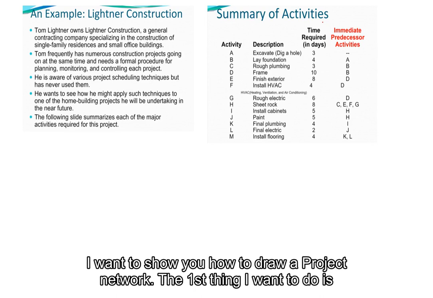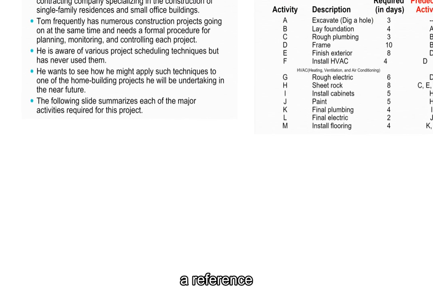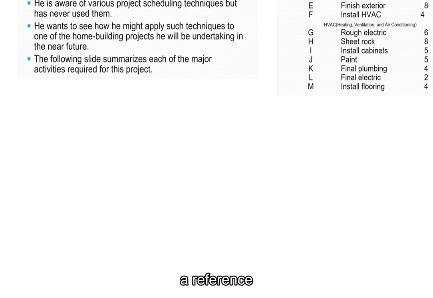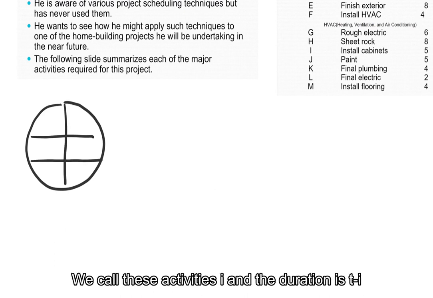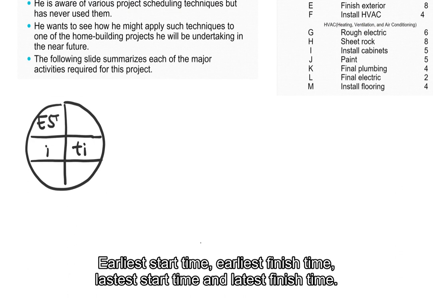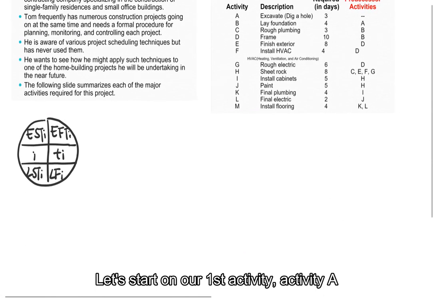Okay, the first thing I want to do is draw an activity node so that I can use it as a reference. Let me draw it here. Let's draw a circle first, and we divide it into 6 parts. We call this activity I, and the duration is Ti. And we have earliest start time, earliest finish time, latest start time, and latest finish time. Okay, and then we can get started on our first activity A.